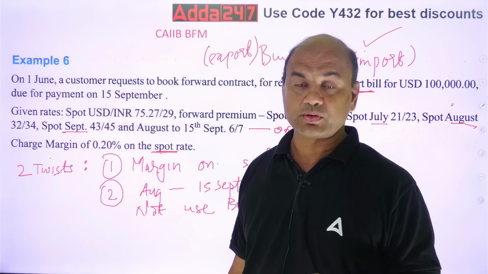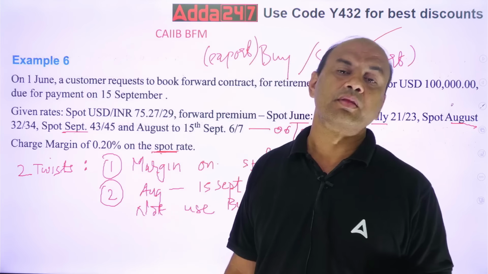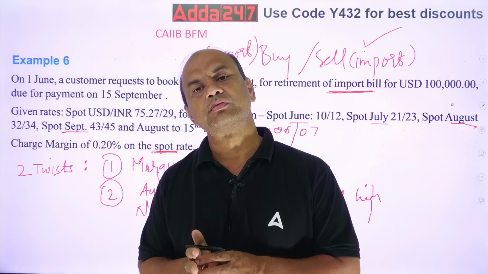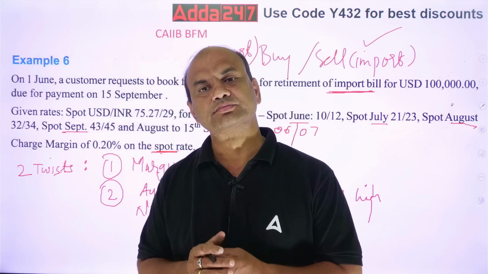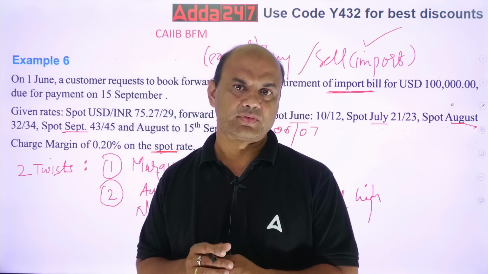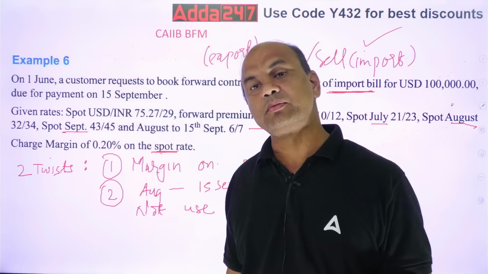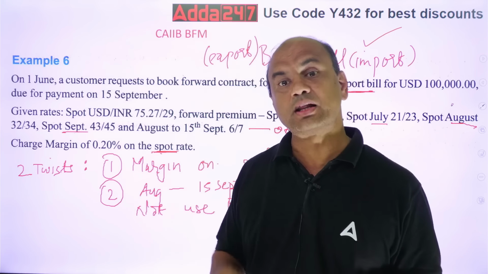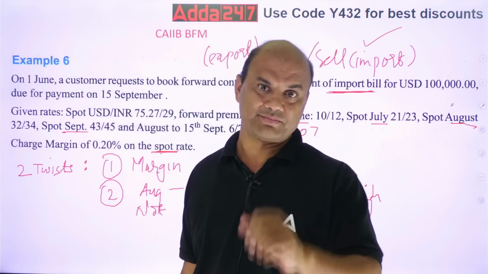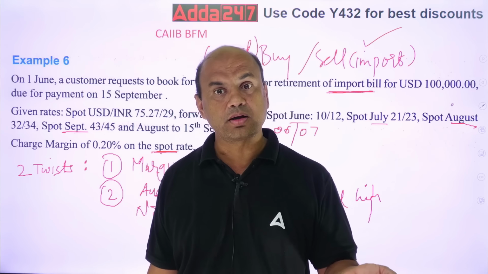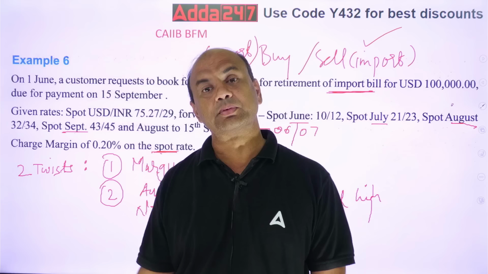Getting this? Okay, I'll ask you one question now. Suppose I get a rate for November. The November rate is given. So when will that November rate be applicable? At the beginning of November or at the end of November? Type in the comment section. Will it be at the beginning of November or at the end of November?